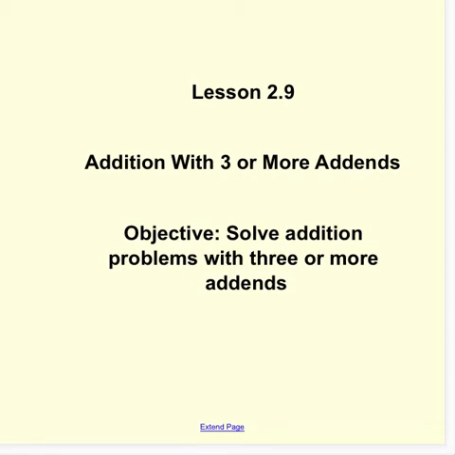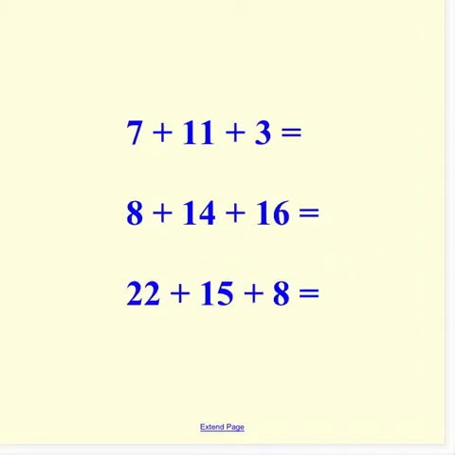Lesson 2.9, Addition with 3 or more add-ins. Objective, solve addition problems with 3 or more add-ins. We have 3 number models here. All of them have 3 different numbers that are added together. These separate numbers are called add-ins.